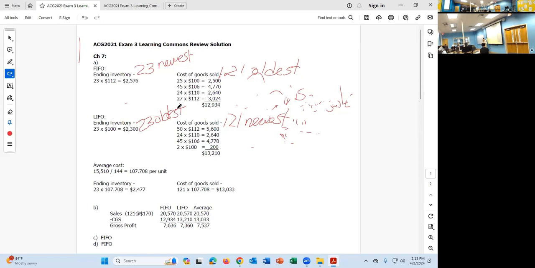So with both of those, we've got to deal with the different inventory layers and all that. Does anybody remember FIFO is the most popular method? Does anybody remember why? Does anybody remember one of the advantages of FIFO?